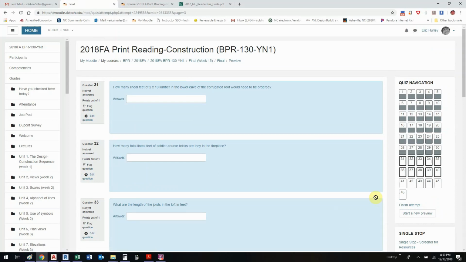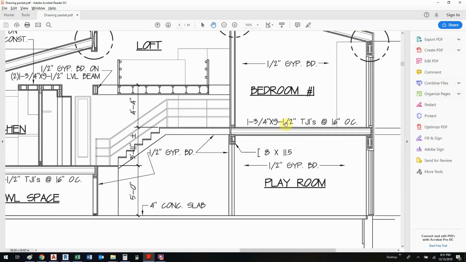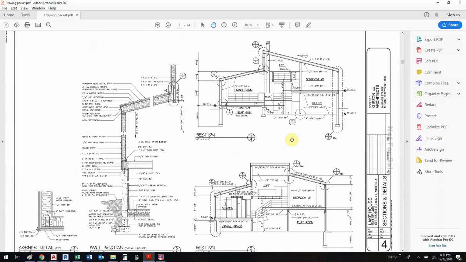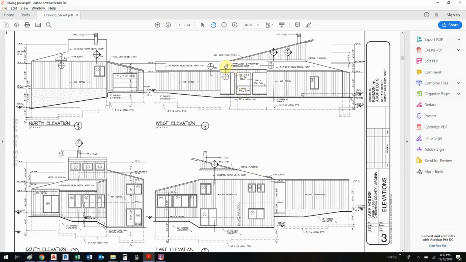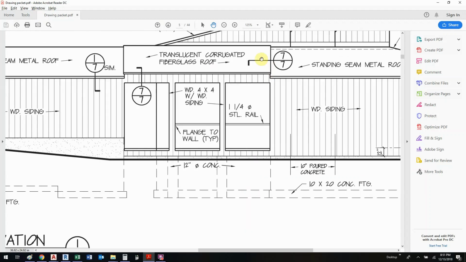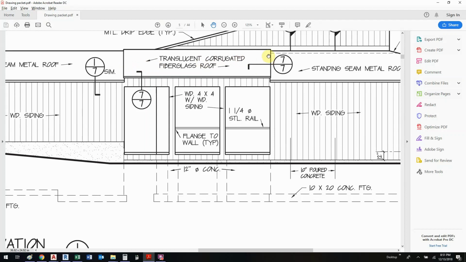Now we're going to get into a little bit of math. How many linear feet of 2x10 lumber in the lower eave of the corrugated roof will need to be ordered? All right, so let's back off and look at something. Here is the corrugated roof. It is a translucent corrugated fiberglass roof. I know a lot of you expect to see steel, but this is the translucent corrugated roof.